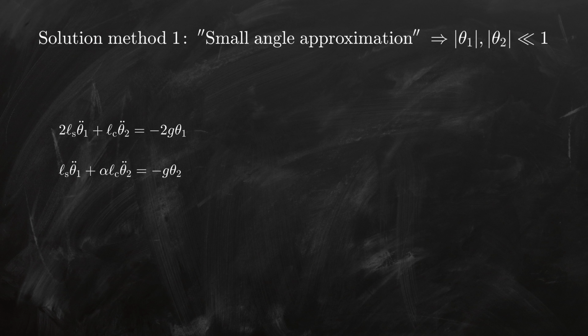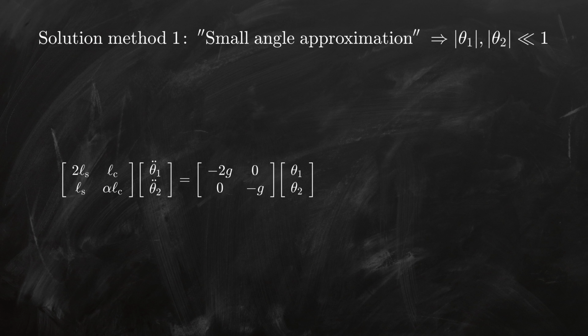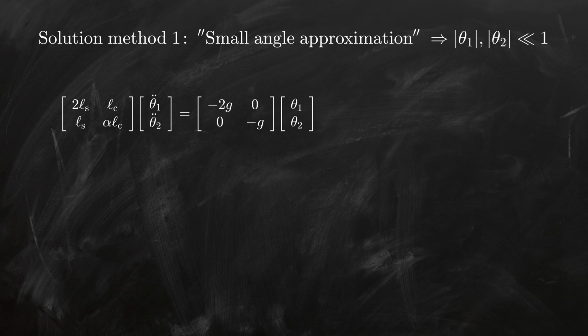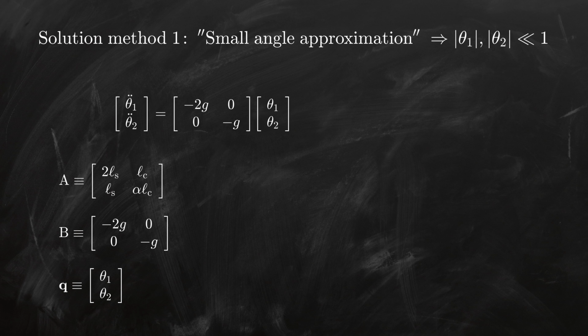And just like that, by narrowing our scope to very small oscillations, we have now obtained a perfectly linear system. And a linear system means that we get to apply the powerful tools of linear algebra. We begin by recognizing that the system can be written as a matrix equation. Let's name the matrices A and B and the coordinate vector q to make it a bit easier to see what we're dealing with.